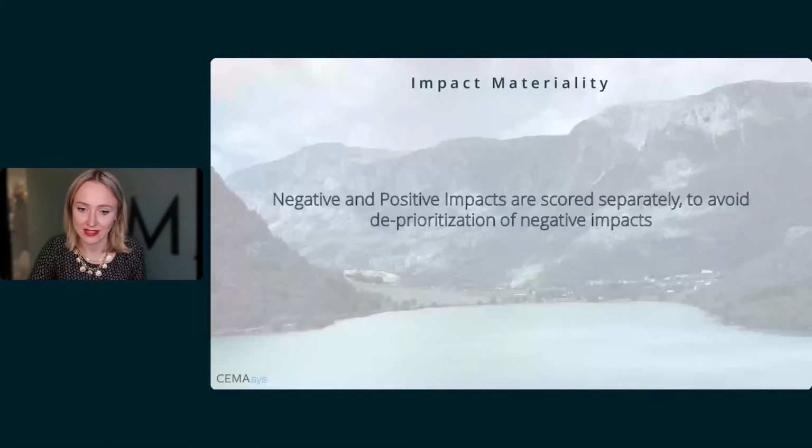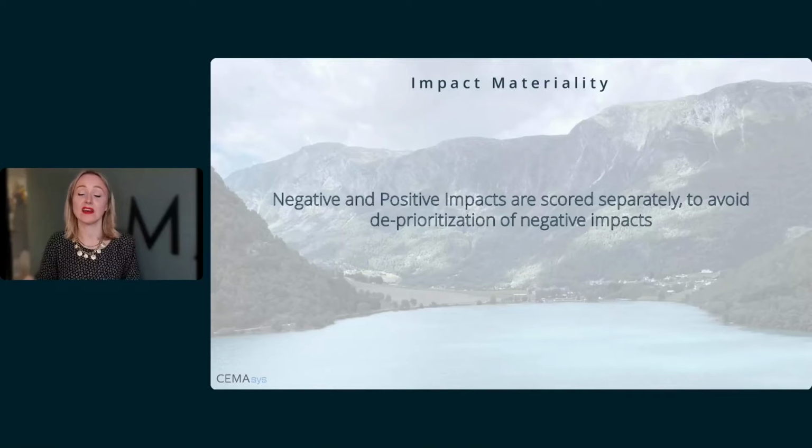Yes, this is what I said earlier. Negative and positive impacts are scored separately to avoid the prioritization of negative impacts. So if your organization has a lot of wonderful impacts, that is very good, but we can't not look at the negative ones. So yes, of course, we're going to focus on the positive ones, but we also separately need to see what are the most important negative ones, so we get the full picture and we have a balanced reporting.